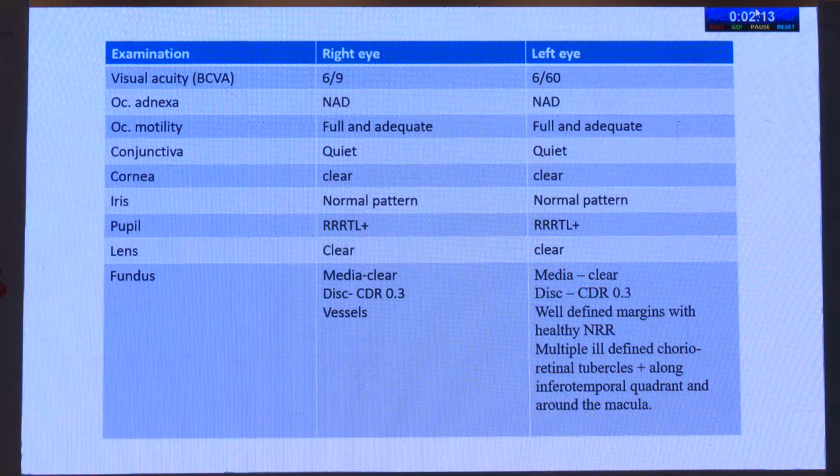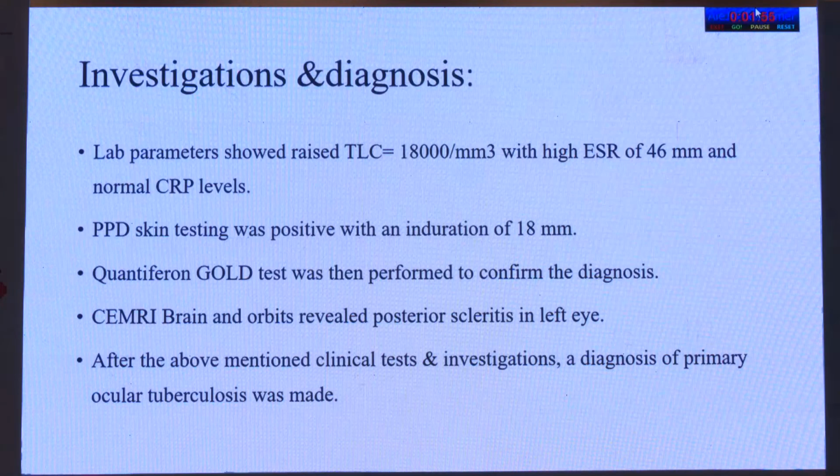Coming to the examination, the visual acuity in the right eye was 6/9, in the left eye was 6/60. Rest of the anterior segment examination was normal, except for the fundus in the left eye, in which the media was clear, but there were multiple ill-defined chorioretinal tubercles present along the inferotemporal quadrant and also around the macula. So a battery of tests were ordered to diagnose the case.